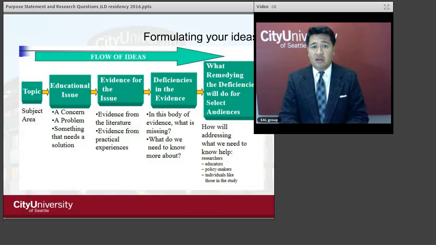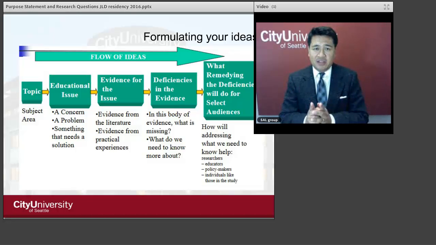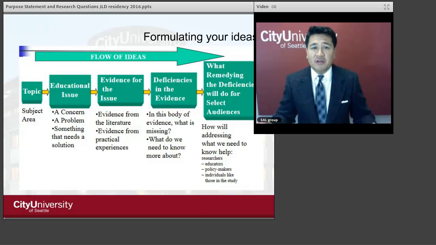And therefore, after all that, you come down to narrowing it down to the question: what will remedying the deficiencies do for the select audiences? What's it going to do? How's it going to help that specific context in that discipline in the field? Okay?